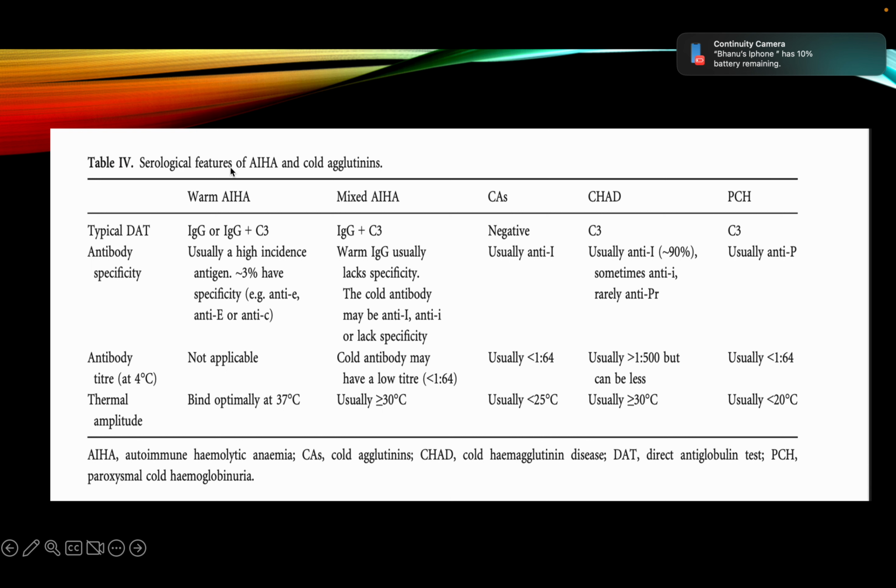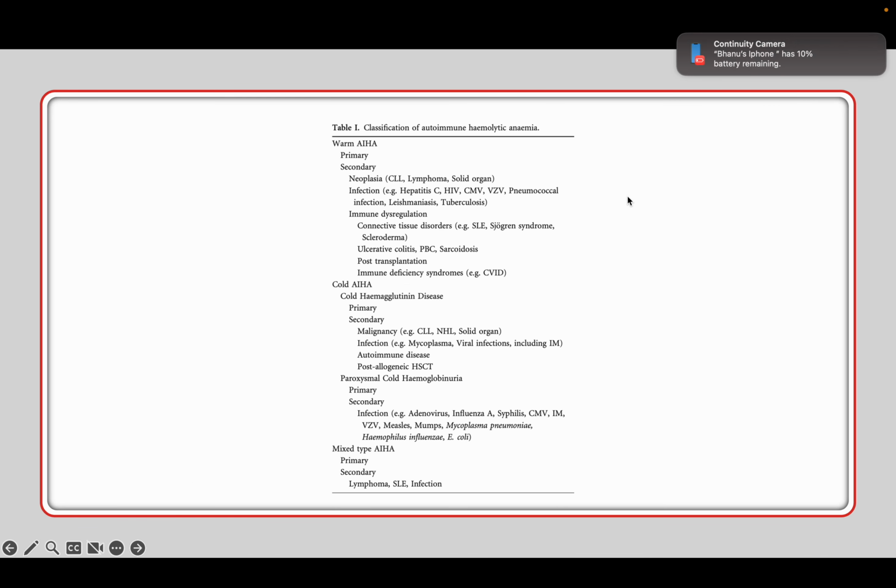And in the warm, this is IgG and C3, and in cold hemoglobinuria, thermal amplitude is one more important concept you should learn. So these are the classifications. Warm, primary is the idiopathic. Secondary, any CLL, lymphoma, solid organ tumors. Any infections like HCV, hepatitis B, HIV, leishmania, tuberculosis can cause it. Especially hepatitis is the most common we see, and HIV related, CMV, and pneumococcal infections can cause it. Tuberculosis can cause, or any CTD should be looked for, any inflammatory bowel disease, sarcoidosis, post-transplantation, and common variable immunodeficiency are possibilities. So these are all possibilities of warm autoimmune hemolytic anemia.